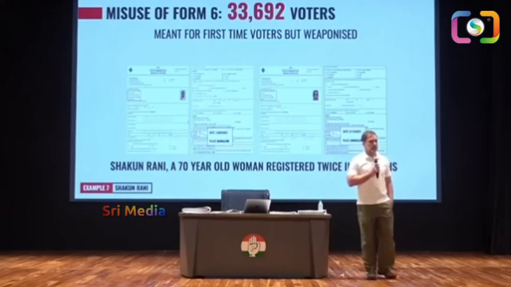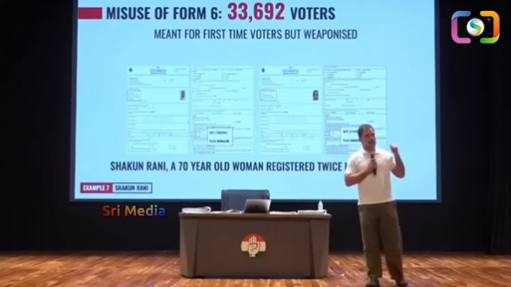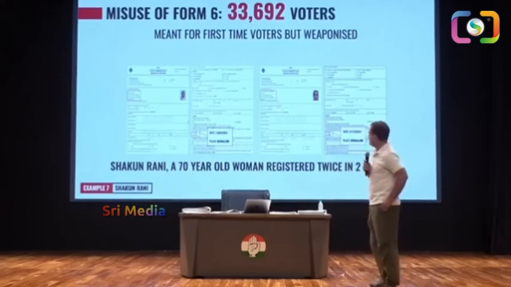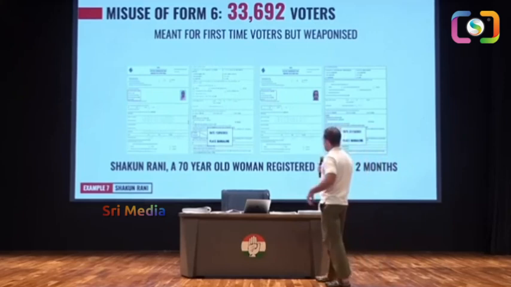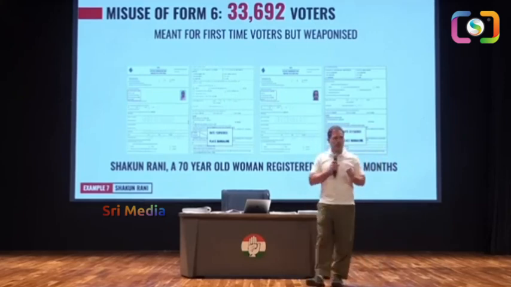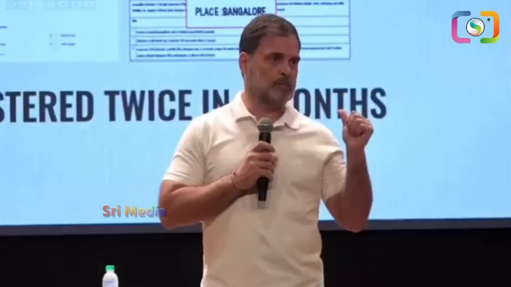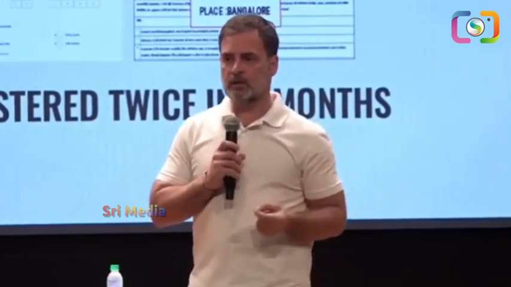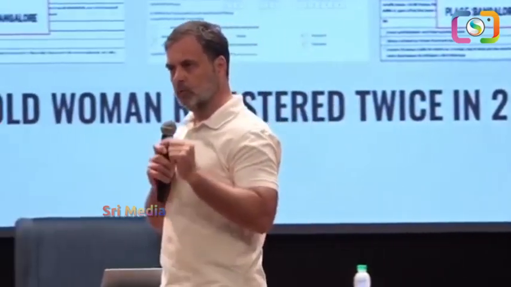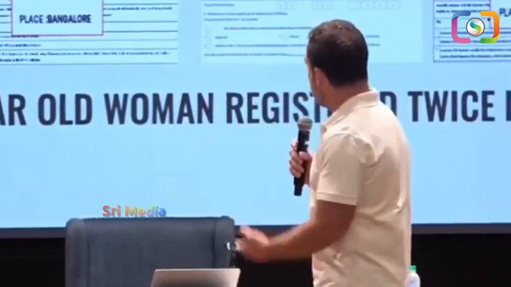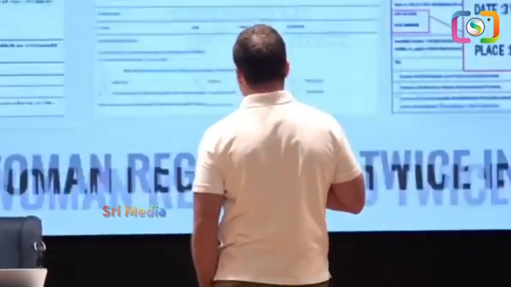33,692 voters are registered here. This basically is a list that anybody who wants to vote for the first time can use, Form 6. So you go, you get into the Form 6, and then your name goes into the voter list. There's a lady called Shakun Rani, 70-year-old.